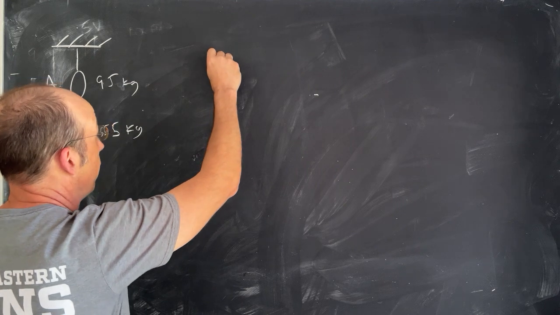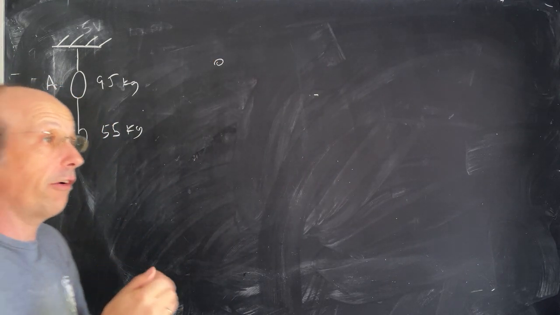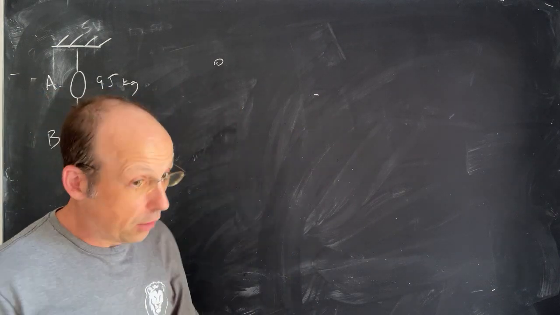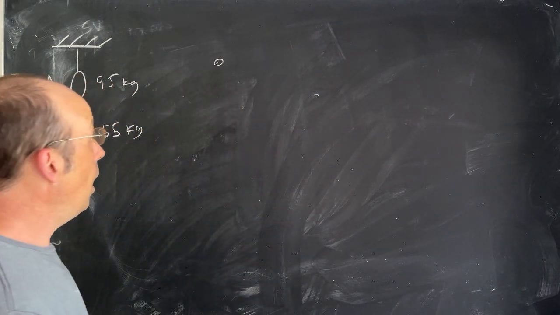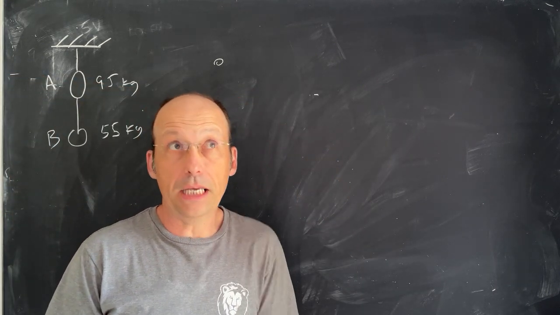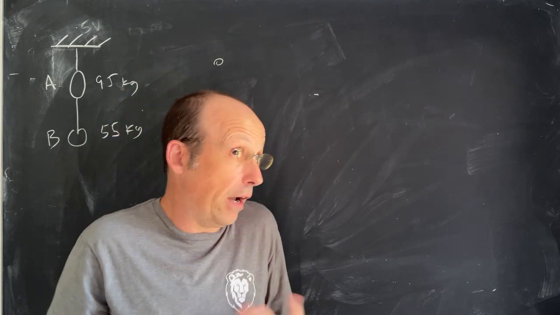So let's draw a force diagram. Here's B. I'm just going to draw a dot. When we draw a force diagram, we don't need to draw the whole object. Later we will, but for now, no. Now, what long-range forces are acting on B? What is acting on B that doesn't have to touch? And the answer is gravitational force.